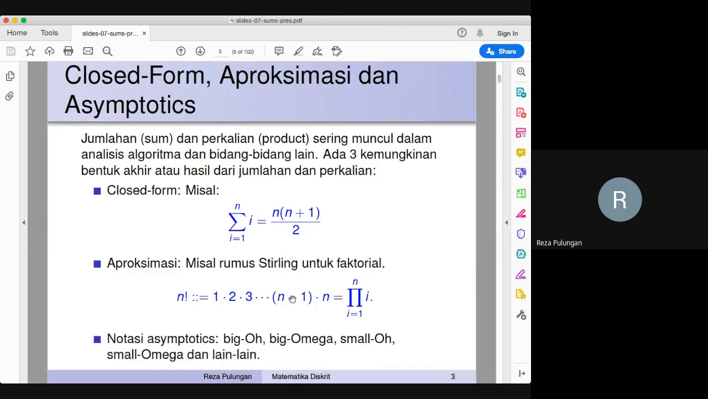Another thing is that sometimes even approximation is not possible, because the function is so complicated. The only thing we can do is to look at the trend, at how the function behaves in the long run, when the parameter becomes very large, for example. This is called asymptotic notation. There are many asymptotic notations, and I'm going to cover them all in this lecture: big O, big omega, small o, small omega, and so forth.